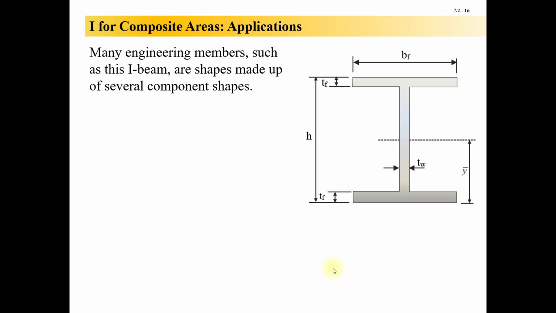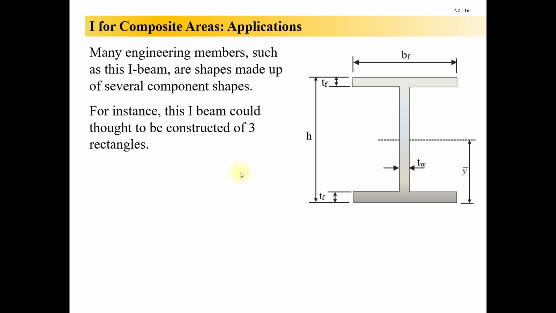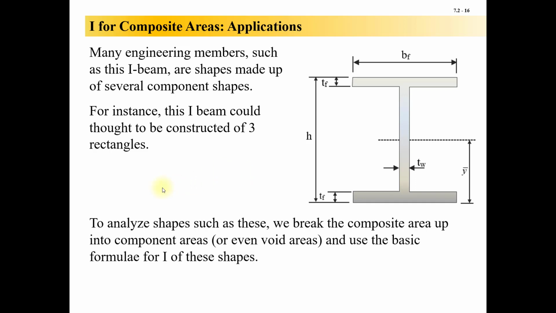Moment of inertia for composite areas. Many engineering members, such as this I-beam, are shapes made up of several component shapes. For this instance, 3 rectangles. To analyze shapes such as these, we break the composite area up into component areas, or even void areas, and use the basic formula for I of those shapes.